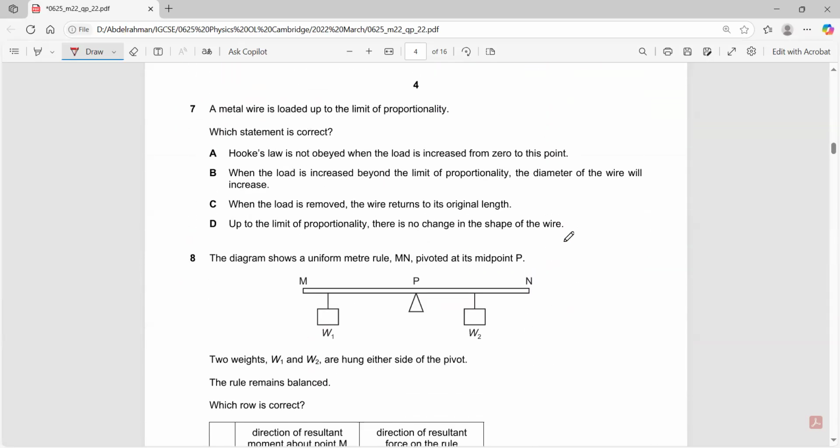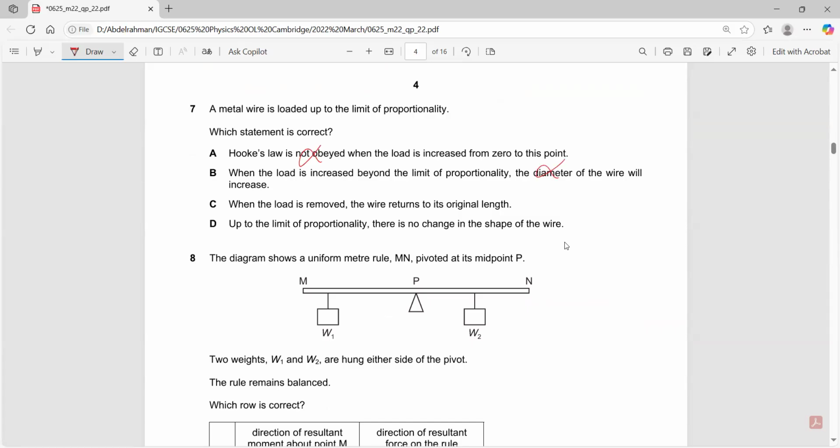A metal wire is loaded up to the limit of proportionality. Which statement is correct? Hooke's law is not obeyed when the load is increased from 0 to this point. No, it is obeyed. When the load is increased beyond the limit of proportionality, the diameter of the wire will increase. What does this have to do with it? No, actually, if anything, it might decrease.